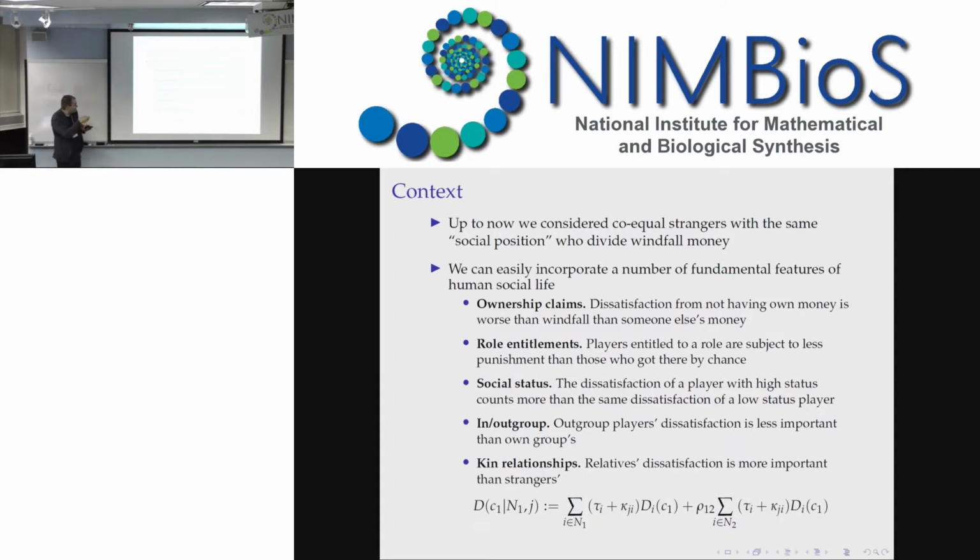We also can model social status, in-group, out-group, and relationships by just using different weights that you attach to the dissatisfactions of others. For example, if Joe has higher social status than me, then I care more about his dissatisfaction than about my own dissatisfaction, which will lead to all kinds of things, like giving more in a Dictator Game to a person with higher status. The same can be done with kin and with out-group. The out-group coefficient can actually be negative, which will mean that I want to maximize the dissatisfaction of the other group, which would lead to hostility.